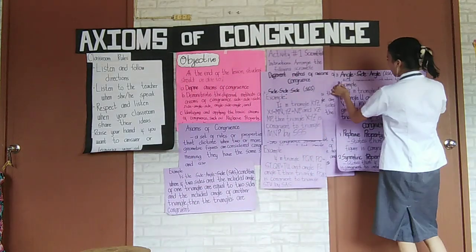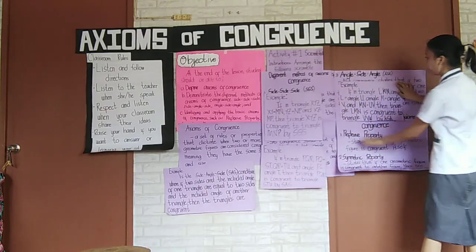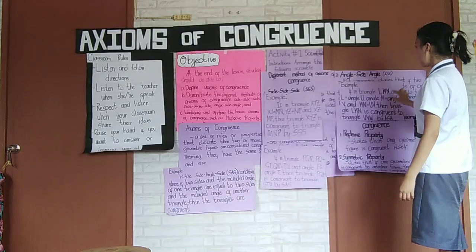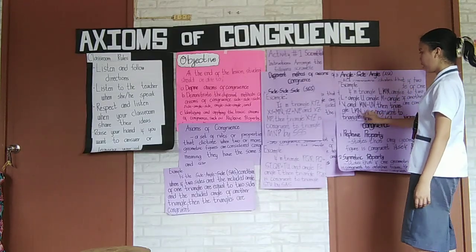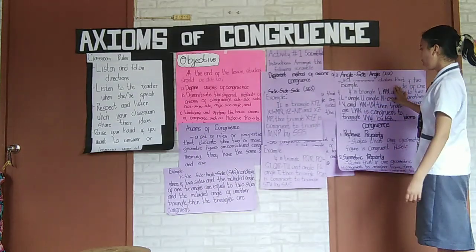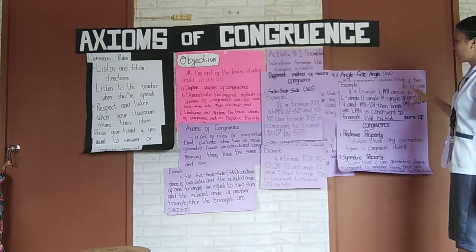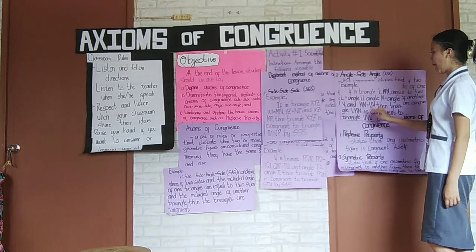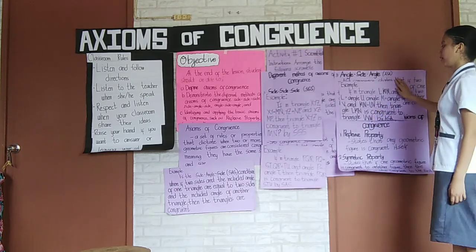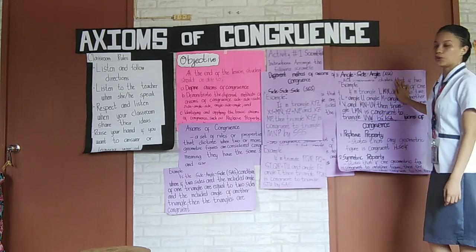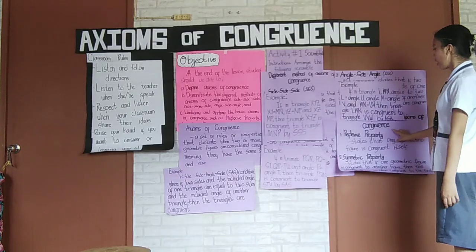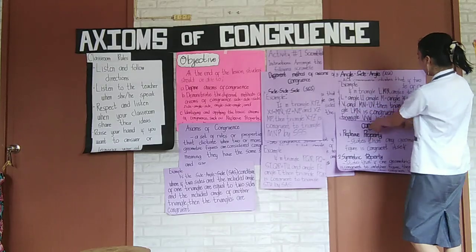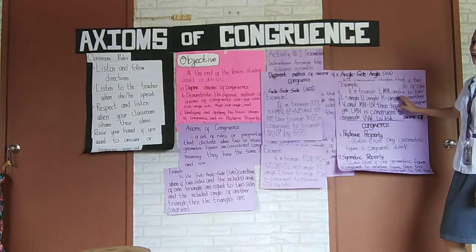Example of angle side angle. If in triangle LMN, angle L equals angle U, angle M equals angle V, and MN equals UV, then triangle LMN is congruent to triangle UVW by ASA. So next, let's proceed to the properties of axioms of congruence.